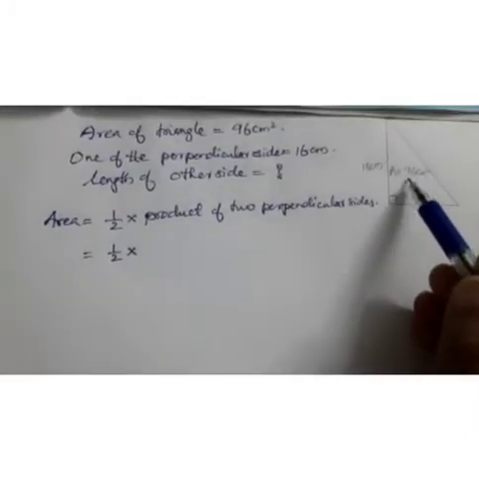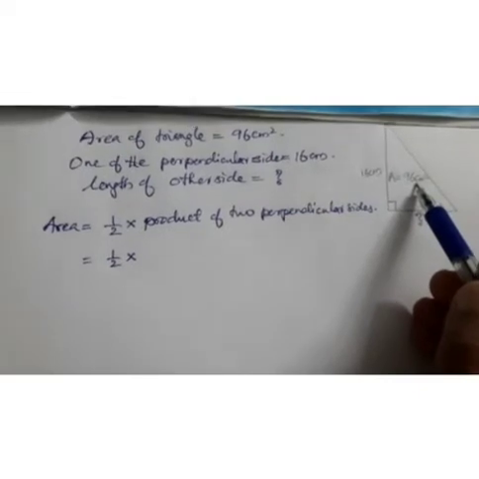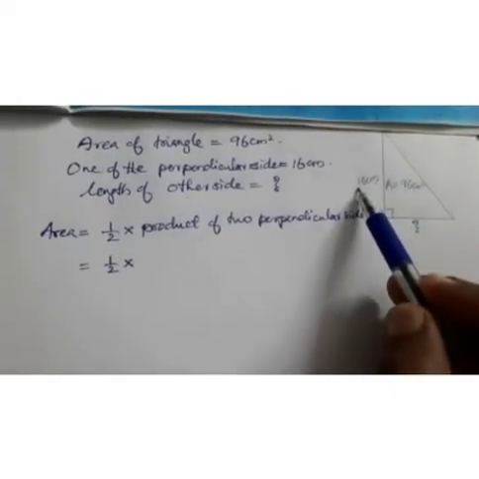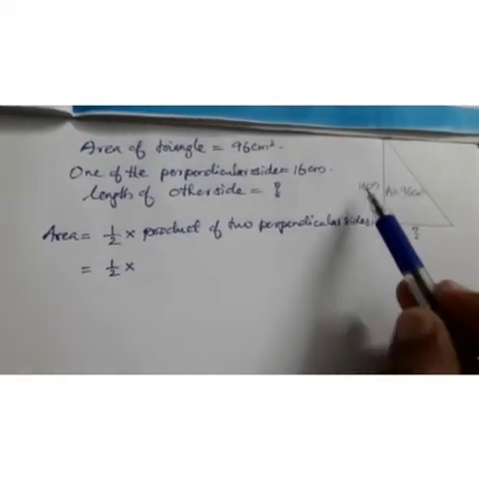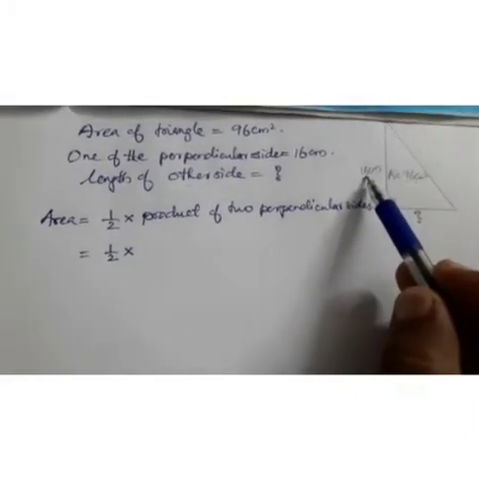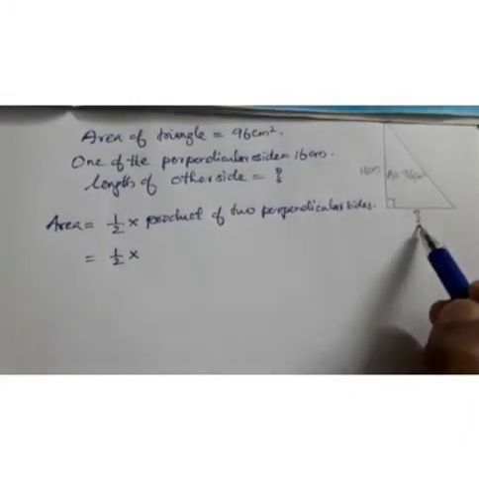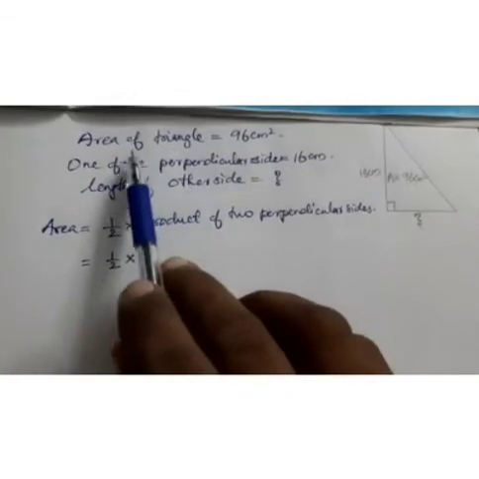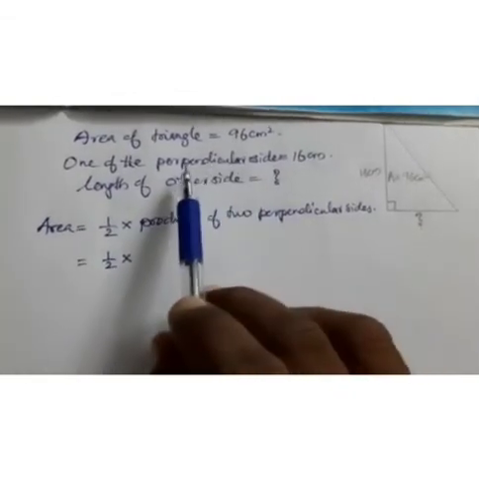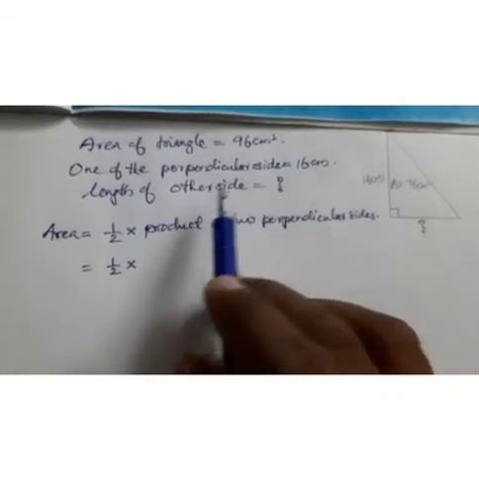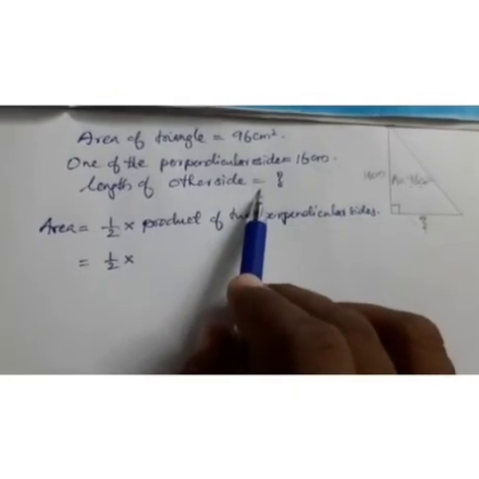So area of triangle is given, 96 centimeter square, and one of the perpendicular sides. These are the two perpendicular sides. In that one is given, 16 centimeters. The other we have to find out. So area of triangle is 96. One of the perpendicular sides is 16. Length of the other side we have to find out.